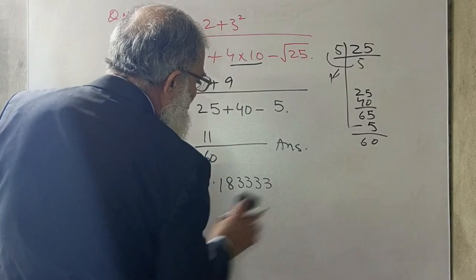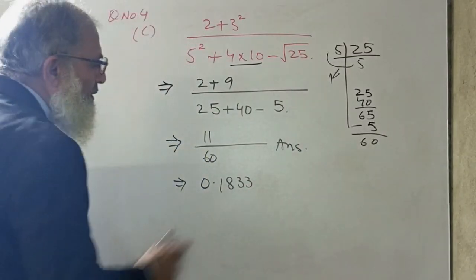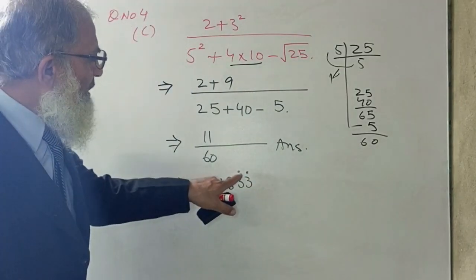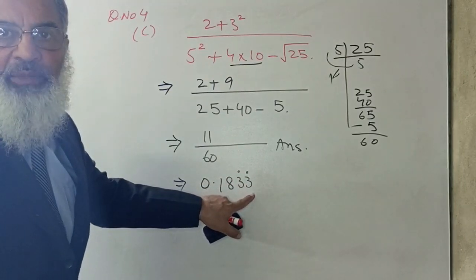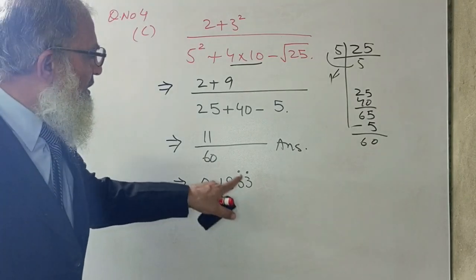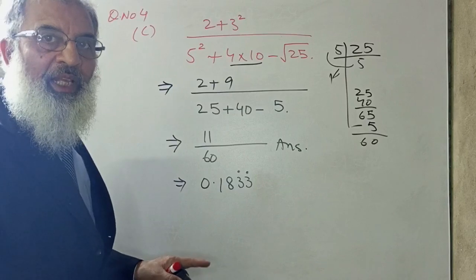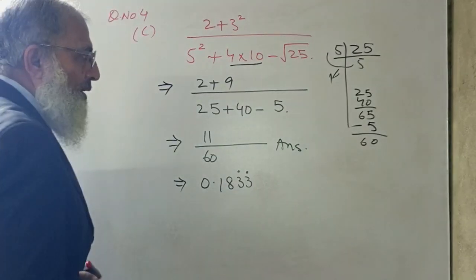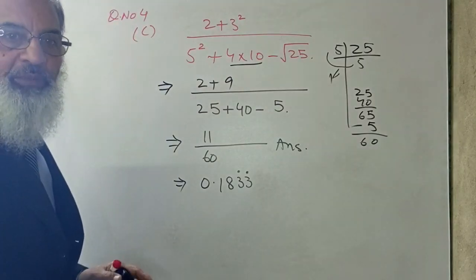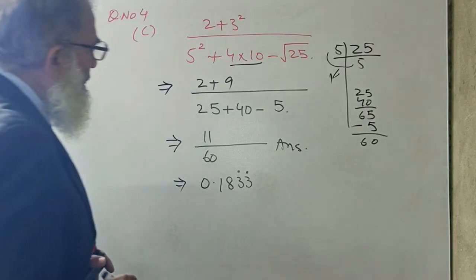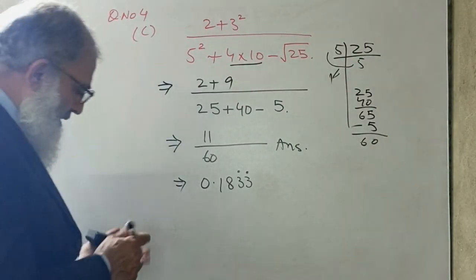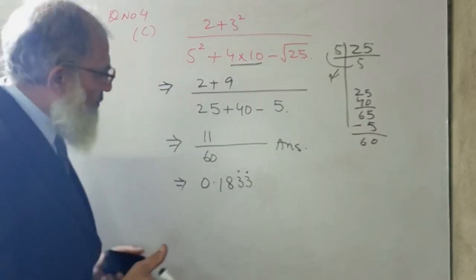What we do? We put a point over here, a point over here. It means these are recurring decimals. They'll come again and again, again and again. So these are the recurring decimals. And now in the next chapter, what we are going to study is approximation or rounding. So how we round this up now? You see that how I round it now.